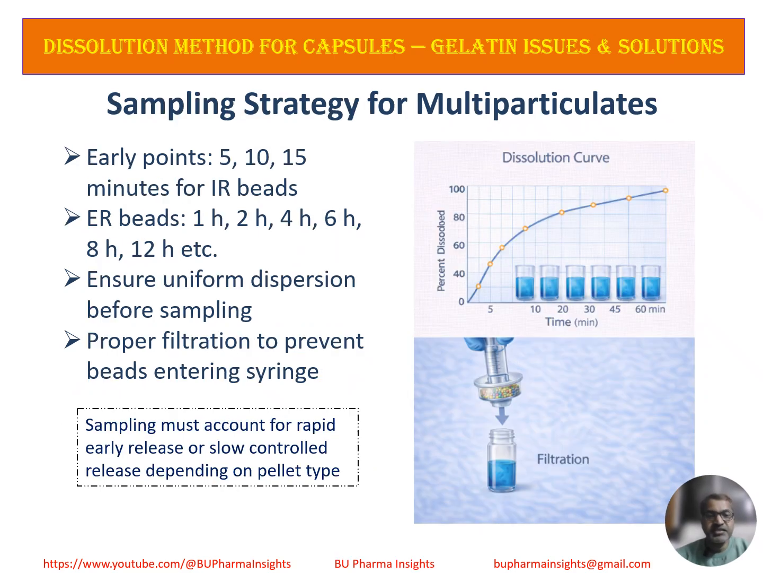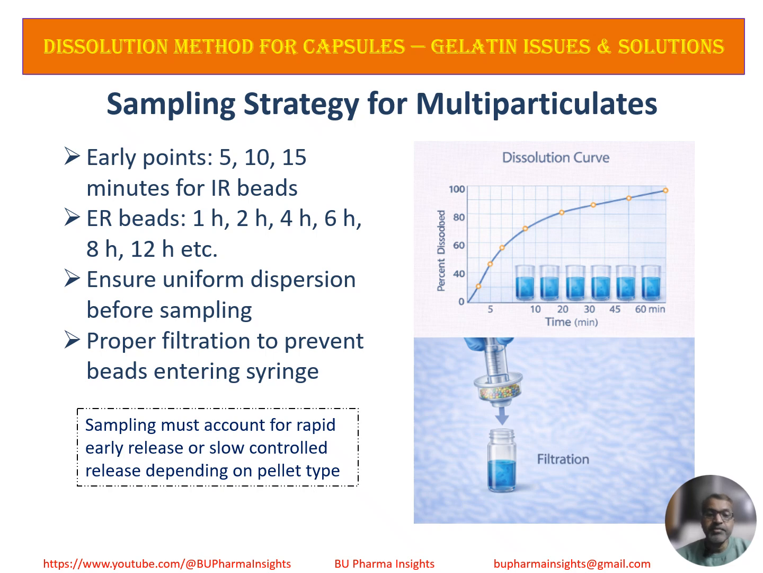Sampling strategy is critical for multi-particulate dissolution. Pellets can settle unevenly, so always sample from a consistent location. Ensure uniform dispersion before each withdrawal. Typical sampling points for IR beads: 5, 10, and 15 minutes to capture rapid release. For ER beads: 1, 2, 4, 6, 12 hours or extended as needed based on release duration.